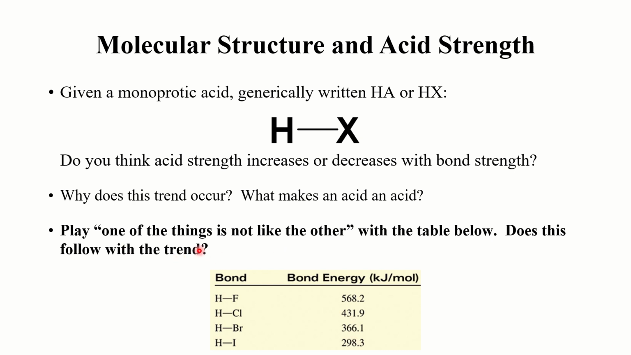So play one of these things is not like the other with the table below. Does this follow the trend? What I am prodding you to think about here is the fact that HCl, HBr, and HI, all 3 of these were on that list of strong acids. These 3, hydrochloric, hydrobromic, and hydroiodic, are all strong acids, whereas HF, hydrofluoric, is a weak acid. And notice that HF, hydrofluoric acid, has the highest bond energy. So the one with the biggest bond energy is the weakest acid.